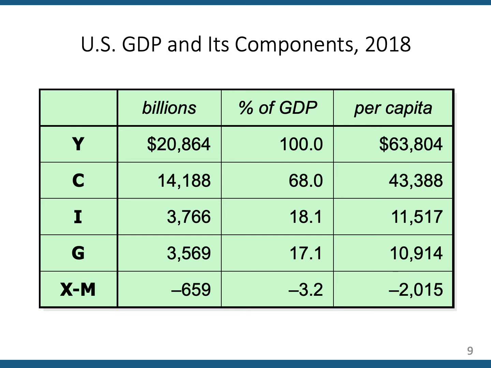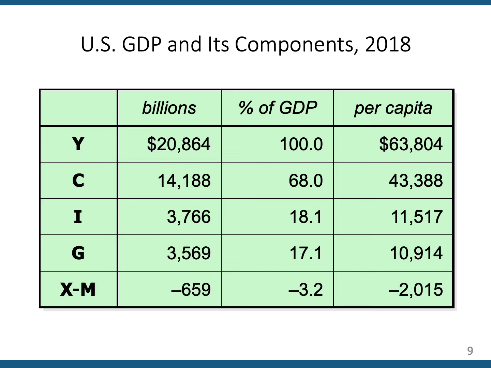Well, it looks like consumption was $14 trillion of the $20 trillion. That was 68% of GDP. Remember I told you it was about 2/3, a little bit more than that. Investment, $3.7 trillion. That was 18% of GDP.